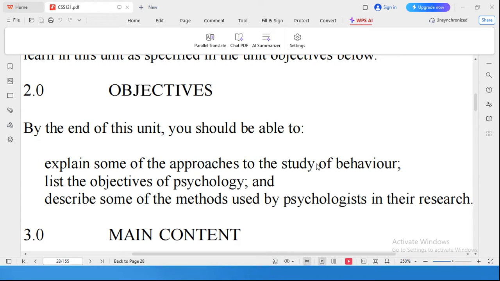So, moving further, let's imagine four psychologists are trying to understand why a Nigerian university student is always angry and shouting at people. Each of them will use a different lens, a different approach. Number one approach is the biological approach. This approach believes that behavior is caused by the brain and body chemistry.